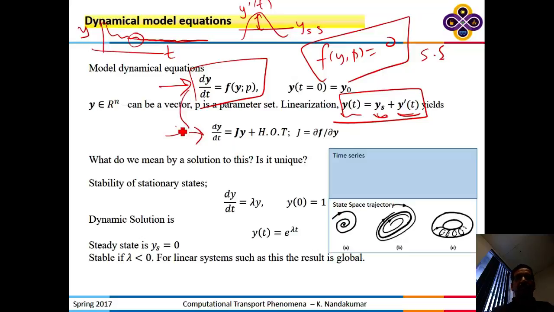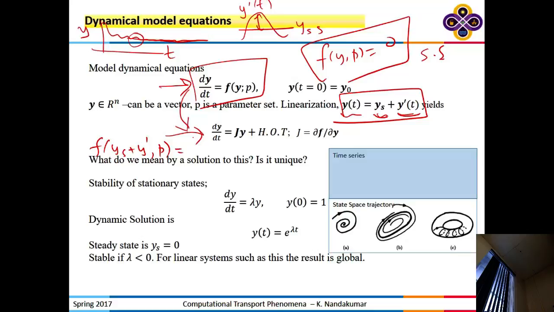It is the same equation as this after I have substituted for y of t from this decomposition and do a Taylor series expansion. So you're all familiar with Taylor series expansion, right? So what would this look like, for example, this f of ys plus y prime, the parameter remains the same. What is the Taylor series expansion of this function around ys plus y prime? Okay, that is y has been replaced by ys plus y prime.